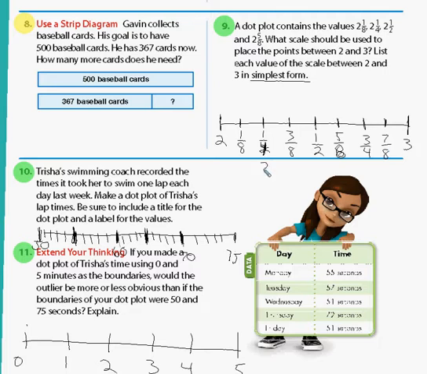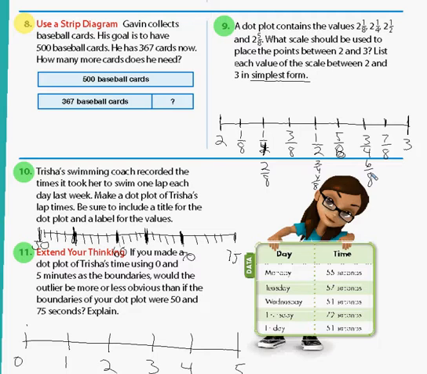So this is also 2/8. This is also 2/4 and 4/8. Okay, this is also 6/8. And we know that's our whole right there.